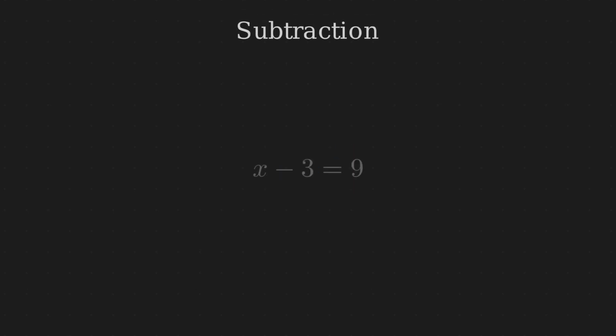Moving on to subtraction. Take the equation x minus 3 is equal to 9. To remove the 3 from the left side, we add 3 to both sides. On the left side, the 3 cancels out and we are left with x. On the right side, 9 plus 3 gives us 12, so x is equal to 12.